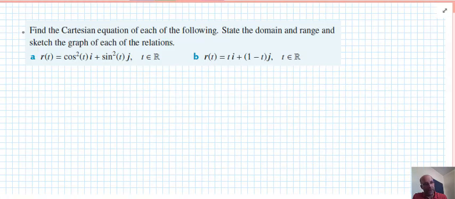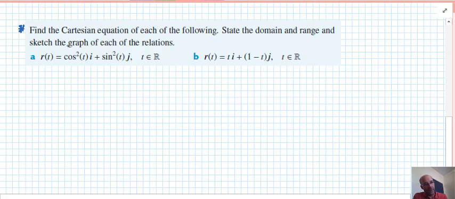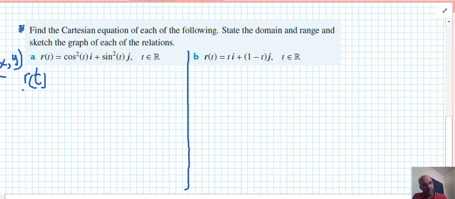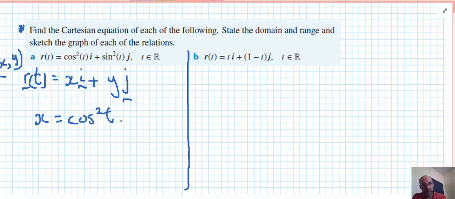Okay, so here's an example for the main goal of the video. Find the Cartesian equation for each of the following, state the domain and range, then sketch the graph. So for the first one in part A there, remember in general we've got points x and y such that x i plus y j, x equals cos squared t, and y equals sine squared t.